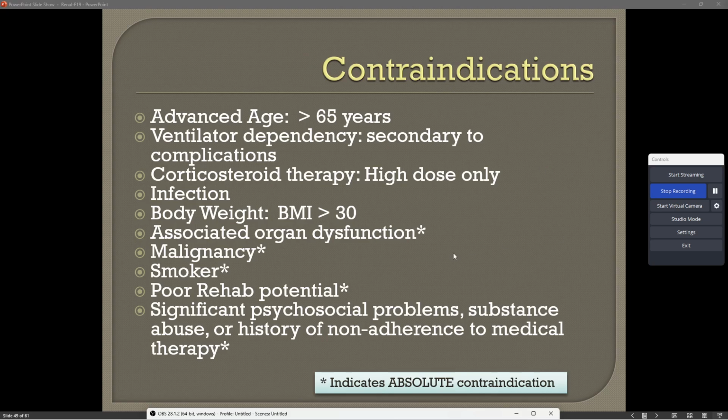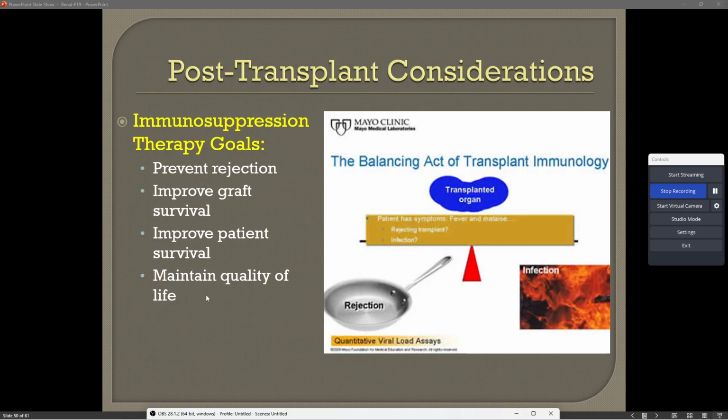And what they should put next to this, and I hate seeing it, for example, is homeless individuals. You'll see homeless individuals fall into the poor rehab potential category because they don't have a support system, they don't have a place to go home to, they don't have clean running water, they don't have good habits, and that's so sad. But it's understandable when you're dealing with something like an organ where it relies on you being very, very specific about your treatments and adhering to them. So, significant psychosocial problems, substance abuse, history of non adherence to medical therapy, all reasons you would not get an organ.